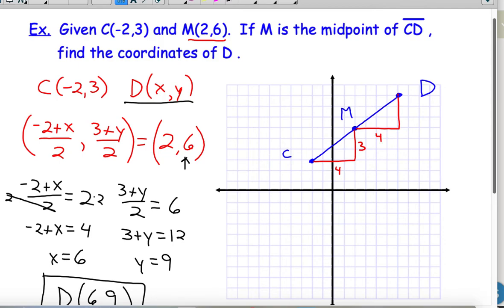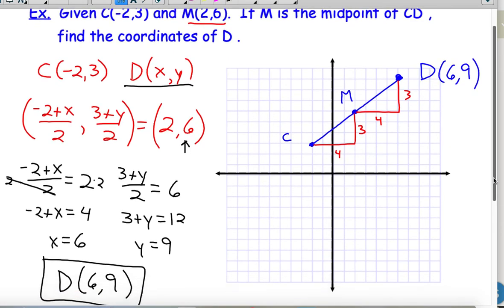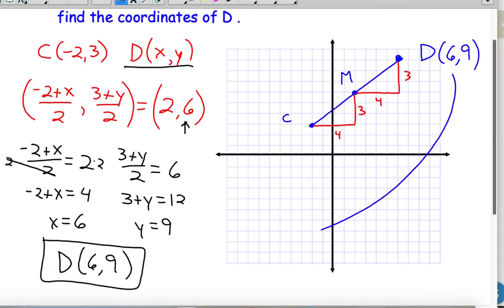So I went 4 more and 3. Now, what are the coordinates of that point? Well, let's just count from there. 1, 2, 3, 4, 5, 6. 1, 2, 3, 4, 5, 6, 7, 8, 9. So D has coordinates 6, 9. And that's exactly what we got when we did it algebraically.